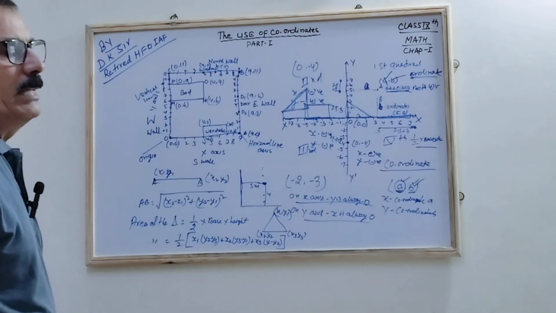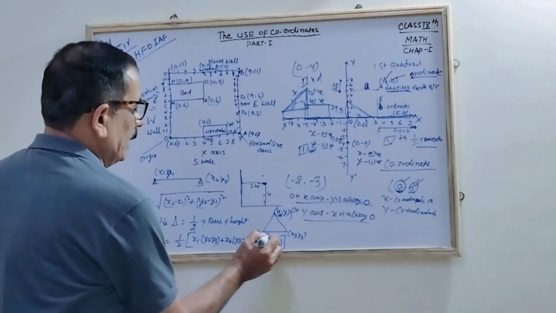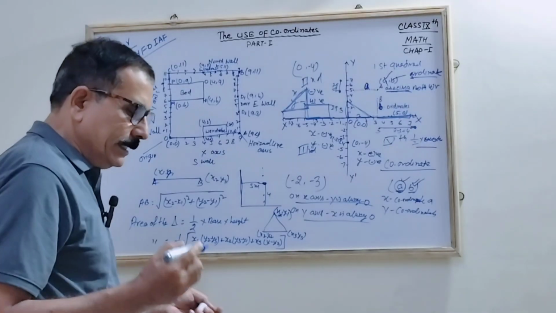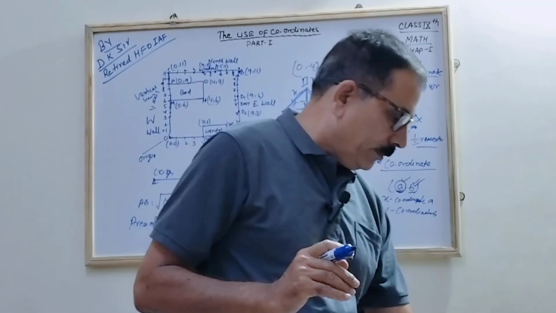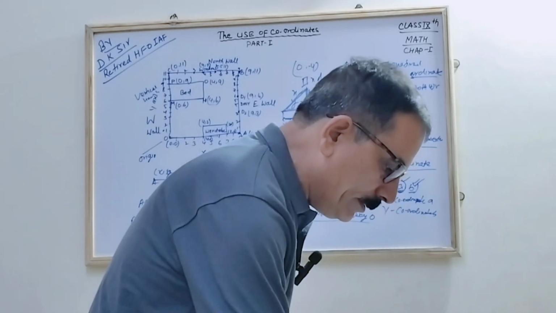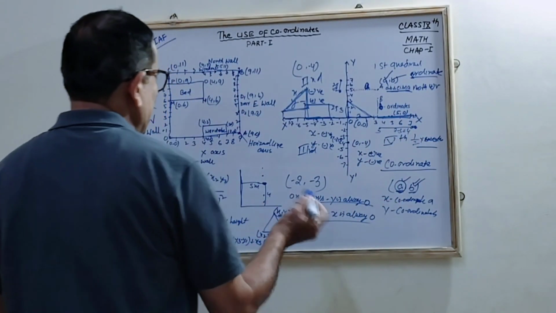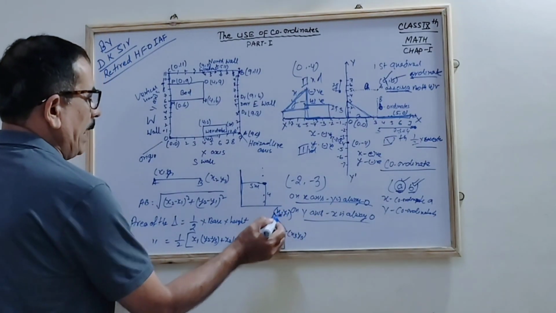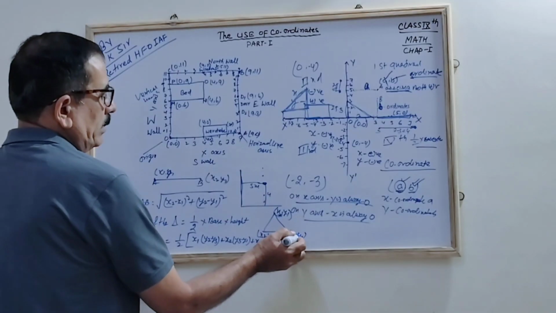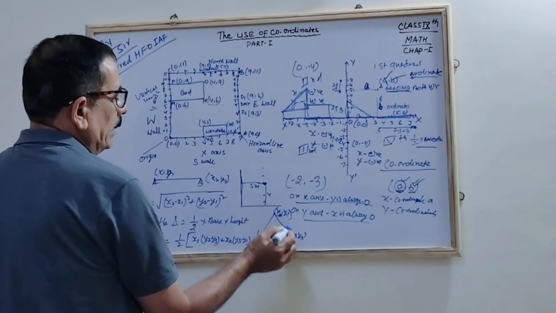Remember, when you take the x1, you multiply it by y2 minus y3. Correct? Okay, so this is the formula, you should know it. It is easy to remember. If you take x1, multiply by y2 minus y3, then you take x2 with y3 minus y1, then you take x3 with y1 minus y2.